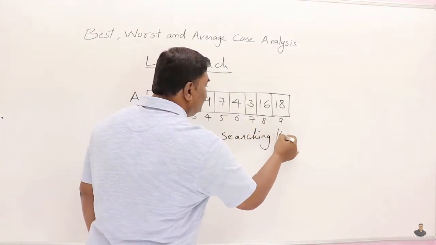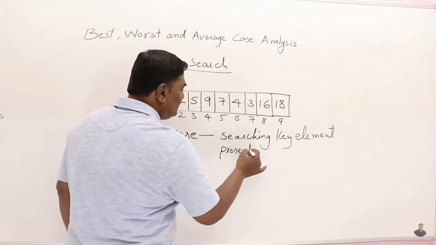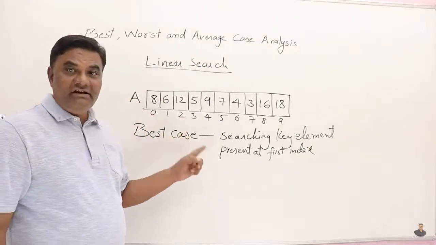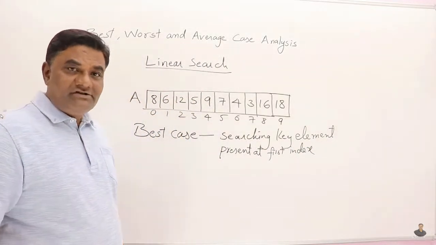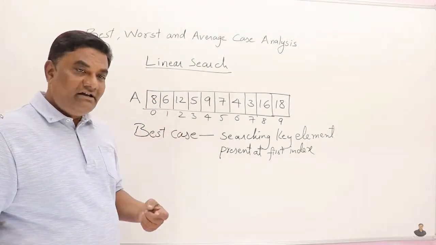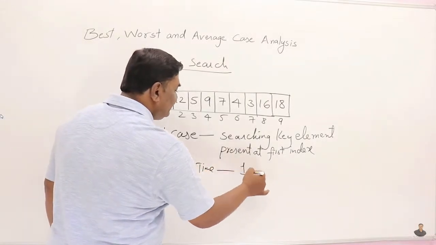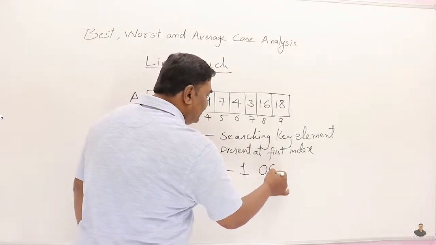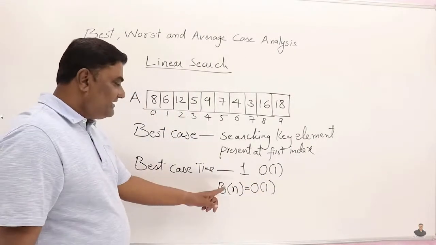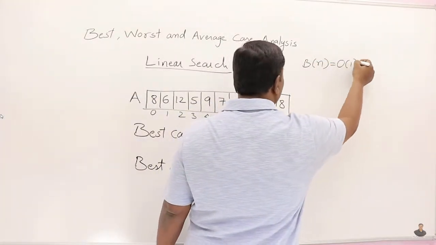Searching for a key element present at the first index is the best case. Then what time will it take? Here in my example, 8 is the first key element. If I am searching for 8, then it will take constant time. Best case time is constant. I can write it as order of 1. So best case time for n elements is order of 1. Here I write B(n) is order of 1.